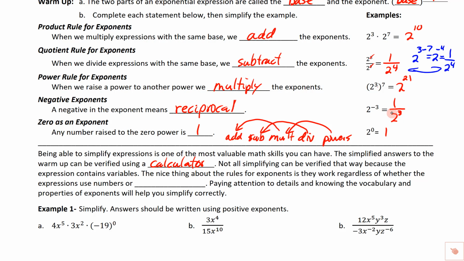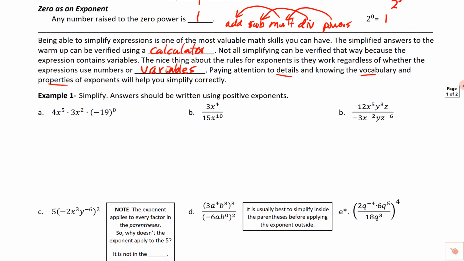All right, now, not everything can be verified this way because sometimes expressions contain variables, and that's not something we can generally type into a calculator. But the nice thing about the rules for exponents is they work regardless of whether we're working with numbers or with variables. And that's what we're going to see a lot of today. We're going to be simplifying with some variables in the exponents. So paying attention to the details and knowing the vocabulary and the properties is really going to be helpful when we start simplifying these. So let's go ahead and take a look at this.